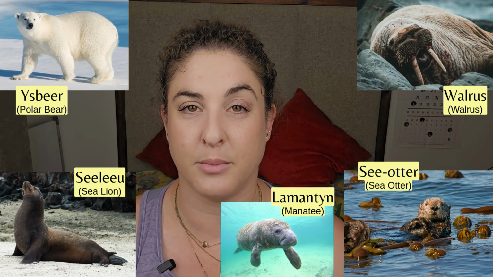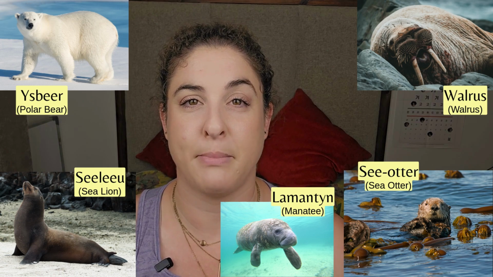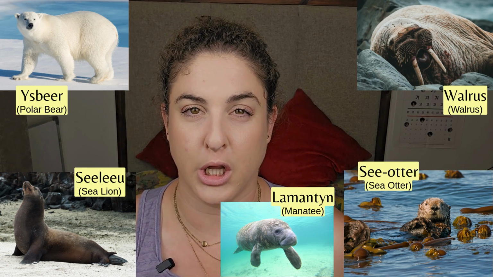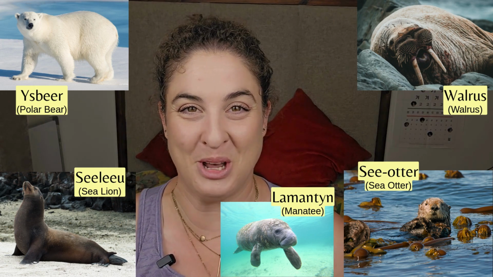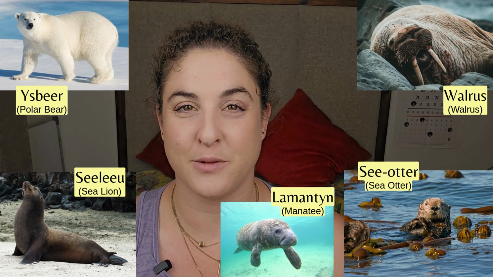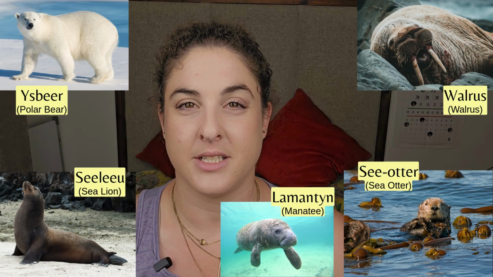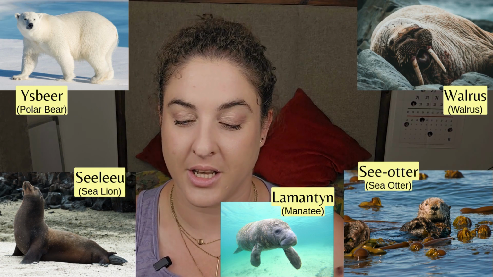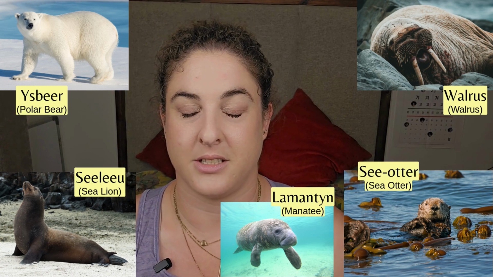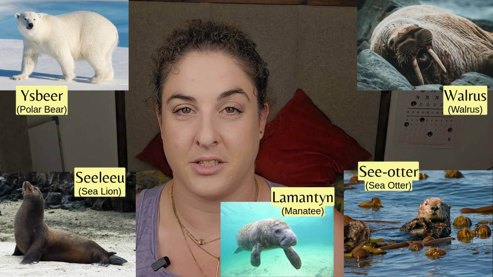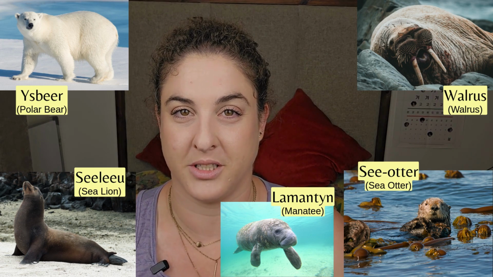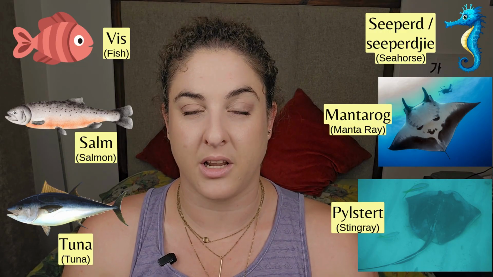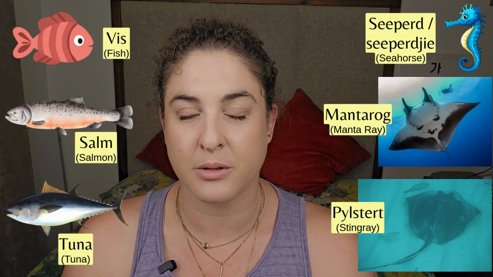Lamantijn, that is a manatee. Walrus, a walrus, just pronounced differently. And then we have sea otter, which is a sea otter, and just a regular otter is just an otter, or a varswater otter, which is freshwater otter.